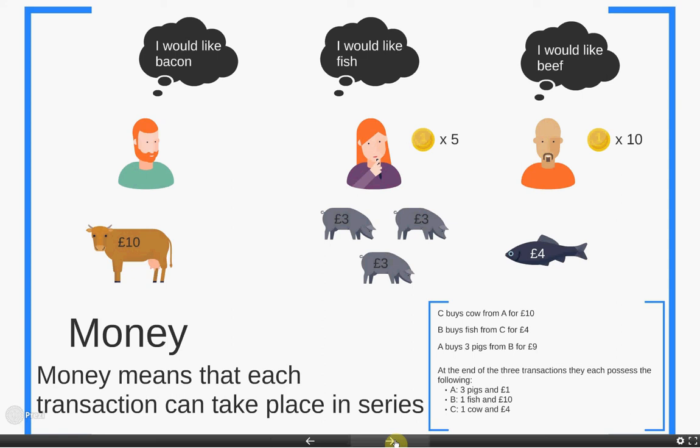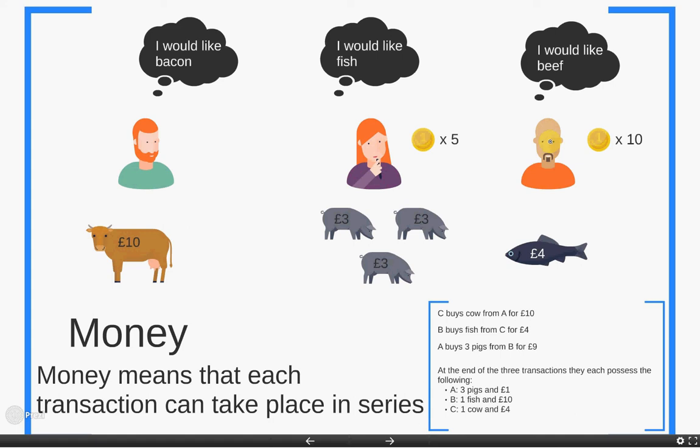So let's look at the system again with money in it this time and see how it works. I've added some things to our diagram. I've given the cow a value of £10, the pigs a value of £3 each, and the fish a value of £4. I've also, to enable this monetary system to get going, given person B here £5 and person C here £10. Now we can see what's going to happen.